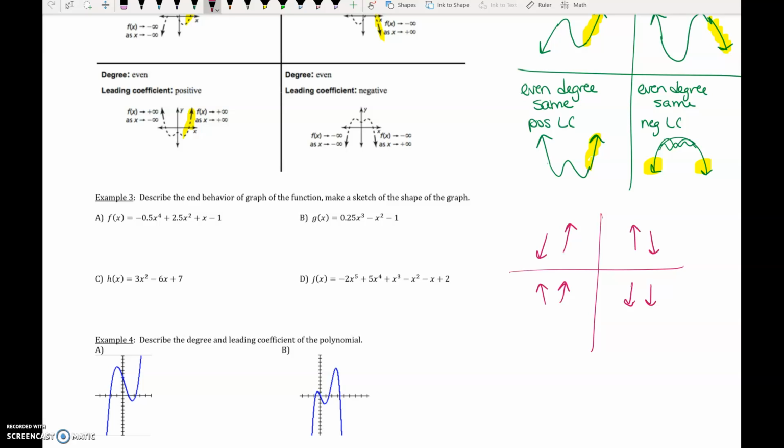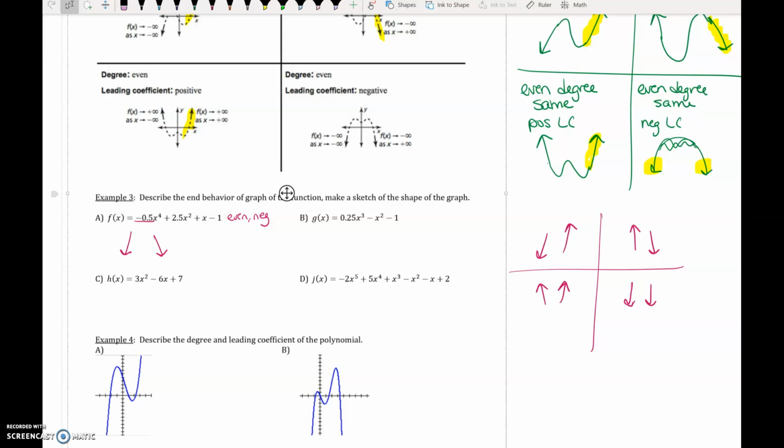So A, this is an even degree with a negative leading coefficient. Negative leading coefficient means the right side is going to point down. Even degree means the left side is going to point in the same direction.